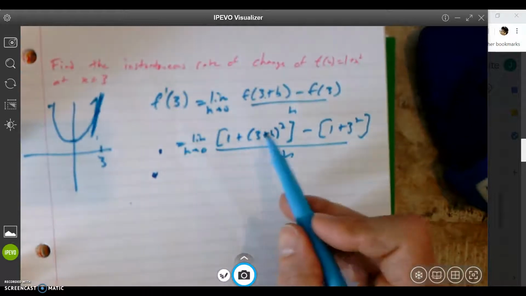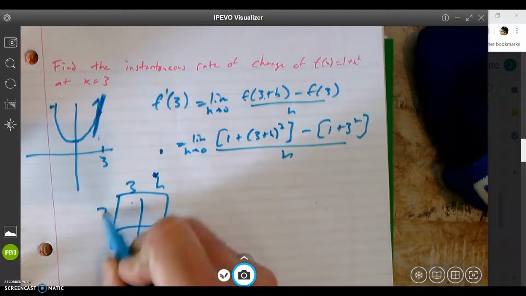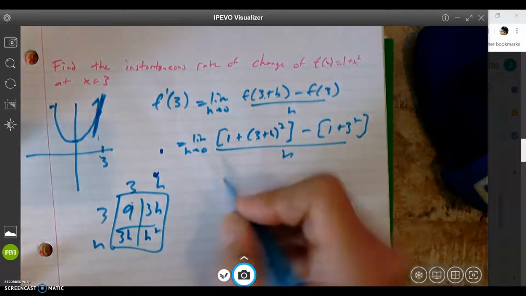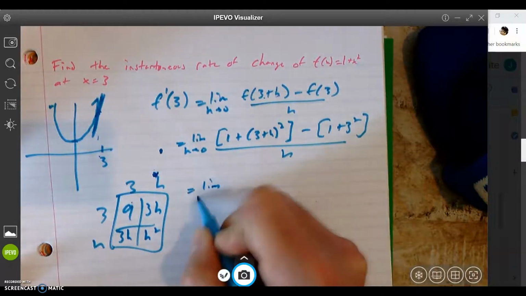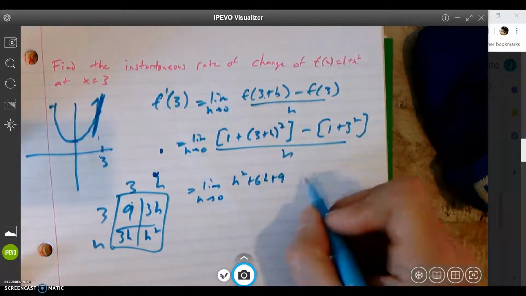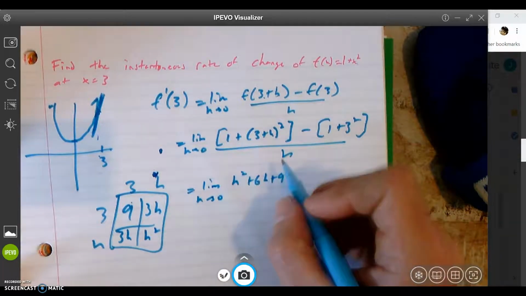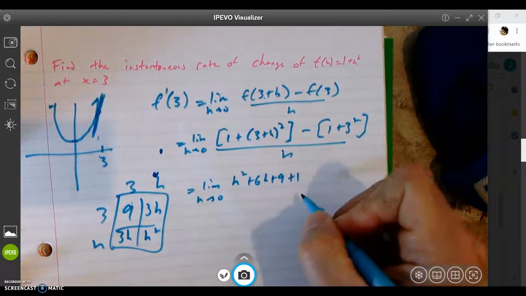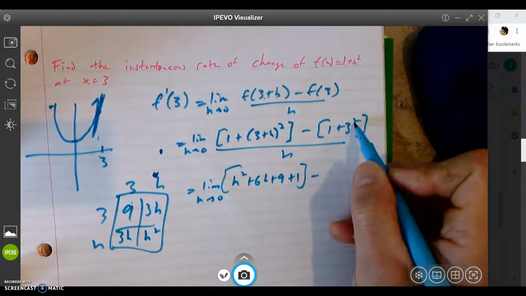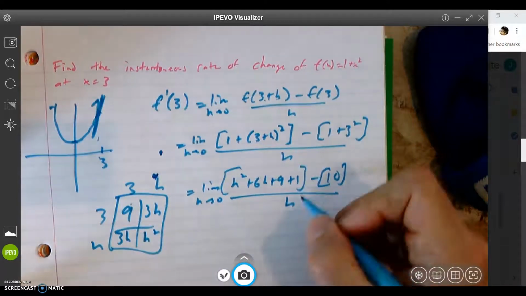Cool. All right, let's just simplify. 3 plus h squared. We're going to box over here off to the side. 3 plus h, distribute: 9, 3h, 3h, and h squared. So it equals the limit as h approaches 0 of h squared plus 6h plus 9, which is this. Oh, don't forget that plus 1. Almost forgot that plus 1. I don't have room to put it here, so I'm going to put it right here, plus 1. Cool. So that's the first part. Minus, this is 3 squared, which is 9, plus 1, which is 10. Minus 10 right there, all over h.